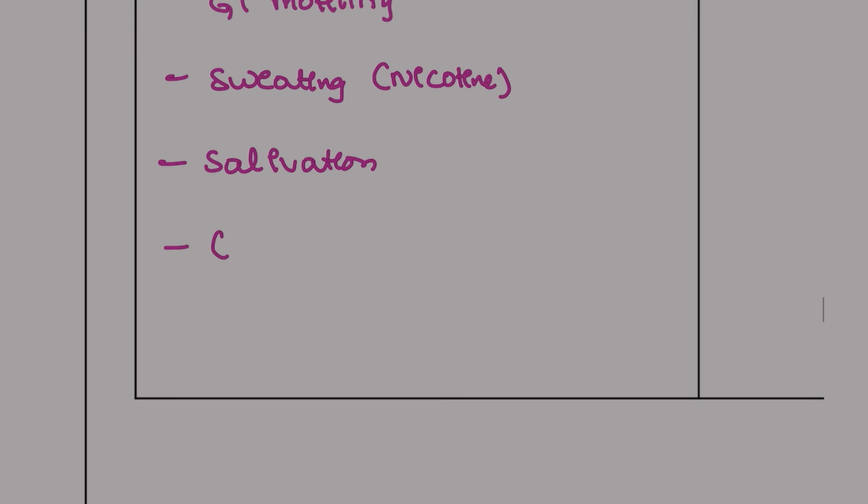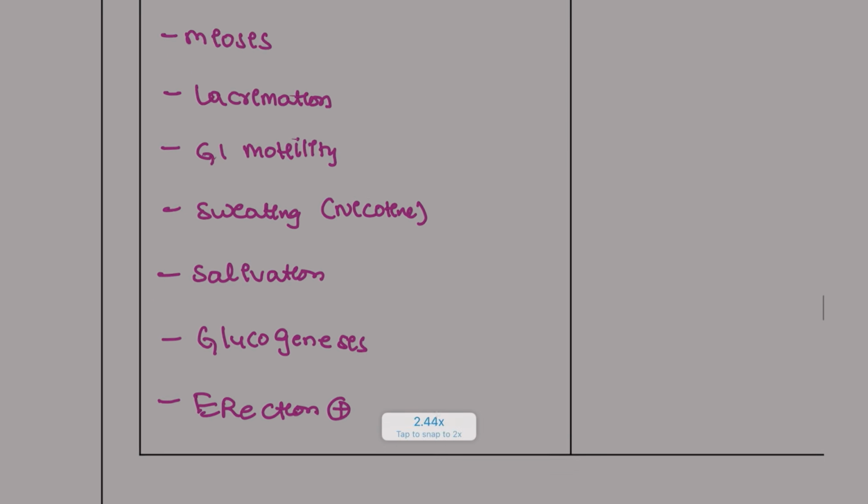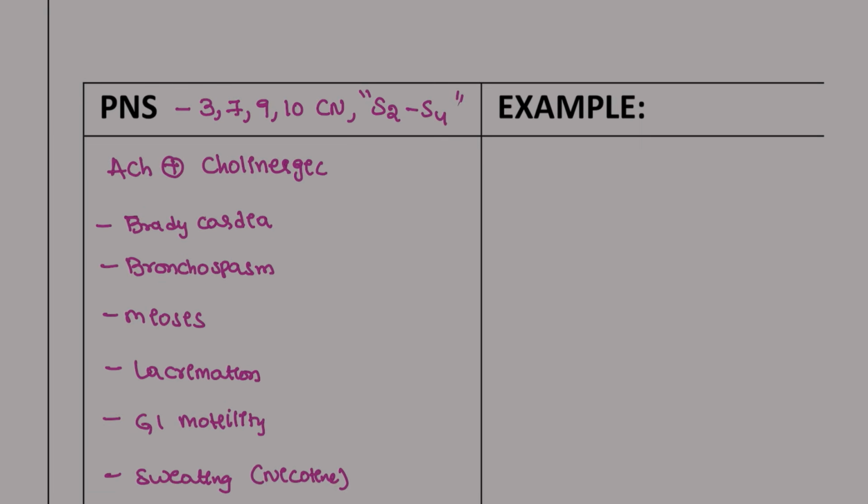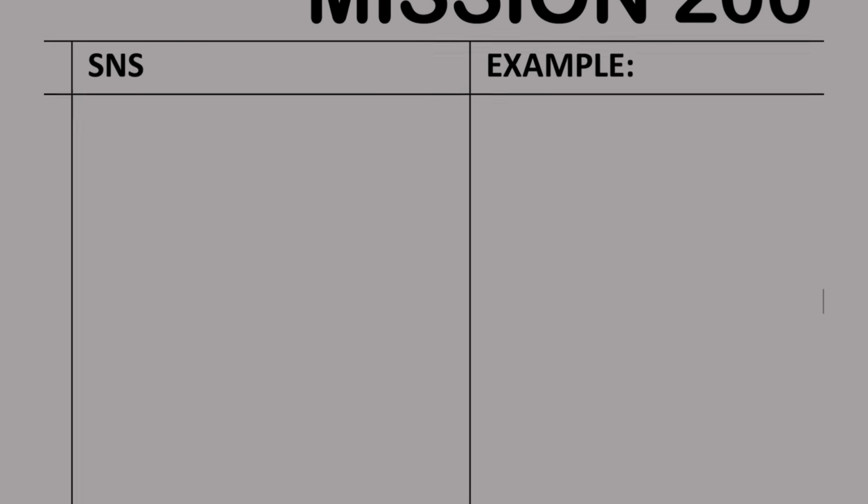Sweating, for which we have the nicotinic receptors, and salivation will also be seen. Coming to energy, it will do glycogenesis, and the other one is erection. All this will be seen with the parasympathetic nervous system. These are the points about its main function that you have to remember. Next, coming to the sympathetic nervous system.